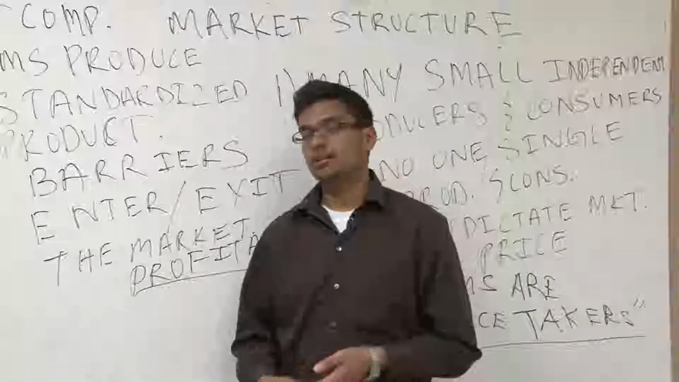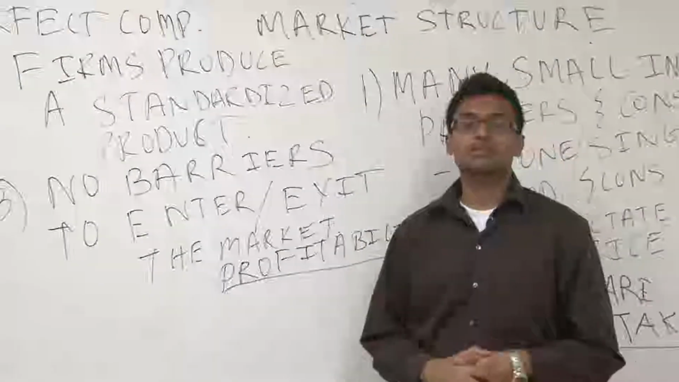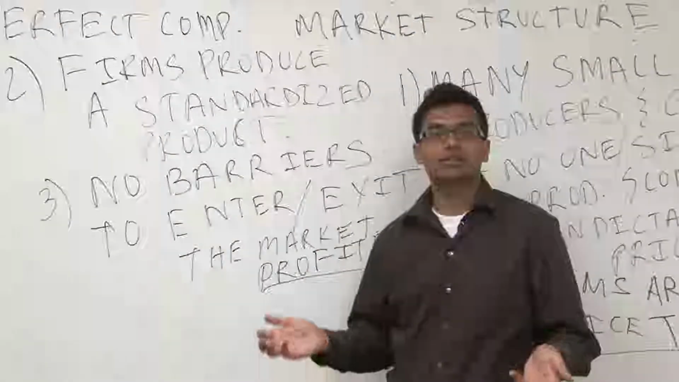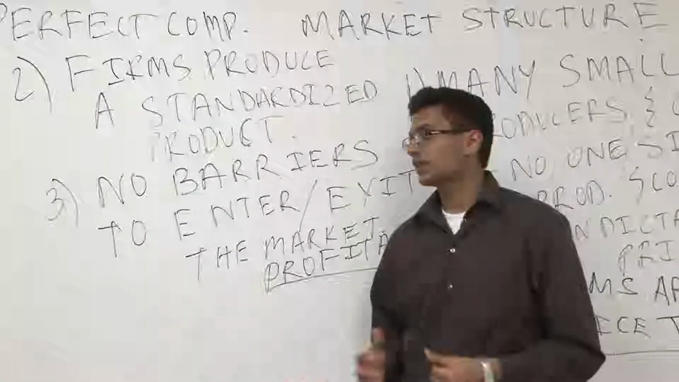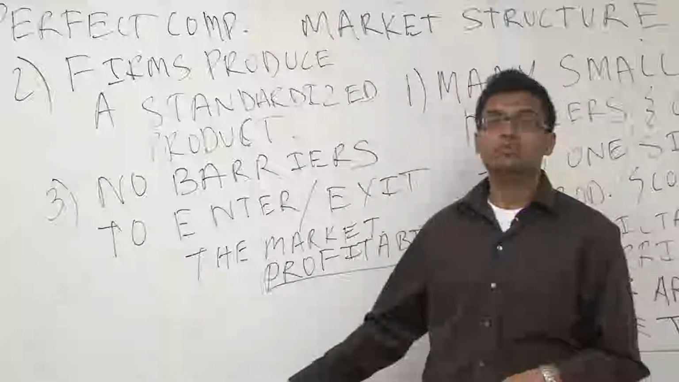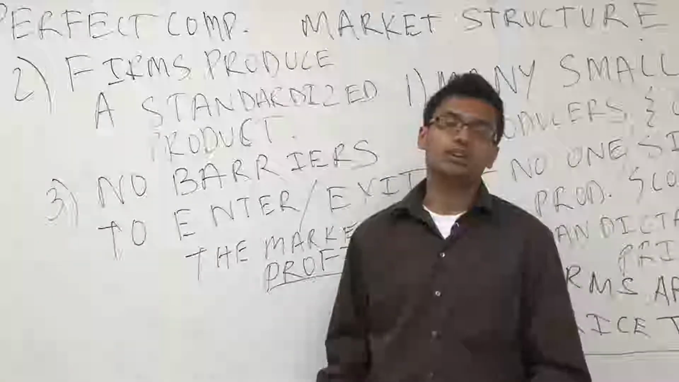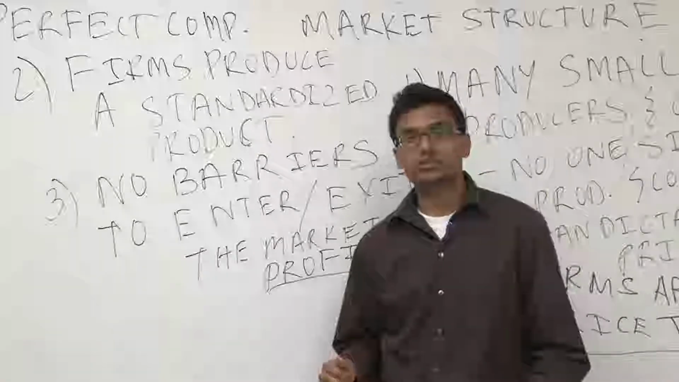Second is to my right. It says that firms produce a standardized product, which means that it's homogeneous. No firm can differentiate from the other, because they all produce the same product. Third is that there are no barriers to entry or exit. Profitability is what dictates entry or exit. But typically speaking, for a new firm to enter or for an old firm to leave, there should be no big obstacles in perfect competition.